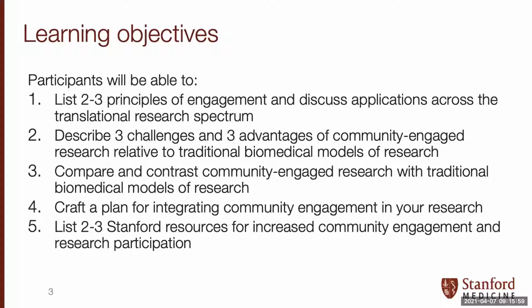Second is describe 3 challenges and 3 advantages of community engaged research relative to traditional biomedical models of research. Compare and contrast community engaged research with traditional biomedical models of research. We're going to spend a little bit of time helping you to craft a plan for integrating engagement into your own research. And then finally, list 2 to 3 Stanford resources for increasing the amount of engagement and participation from the community in research here at Stanford.